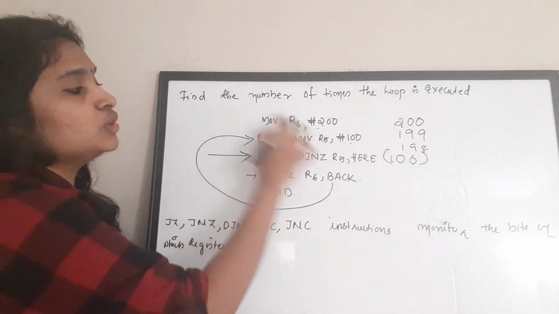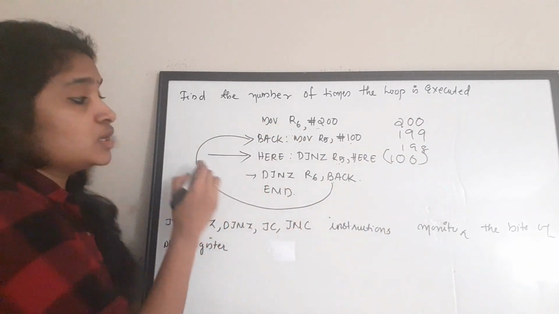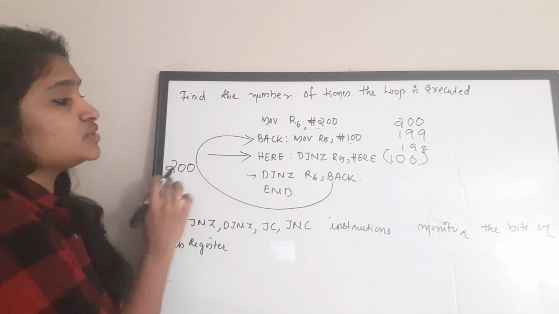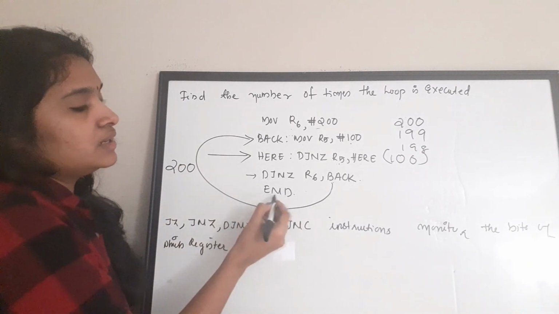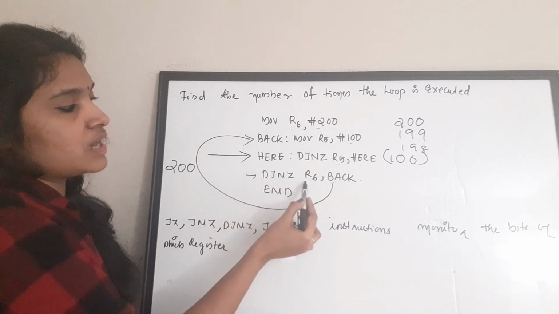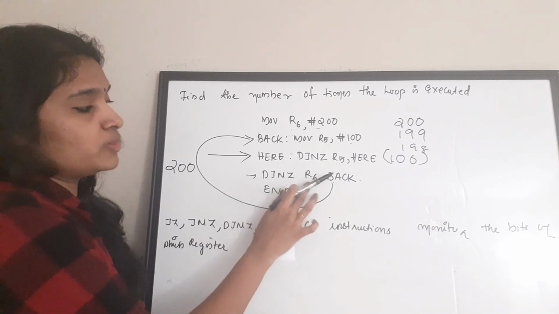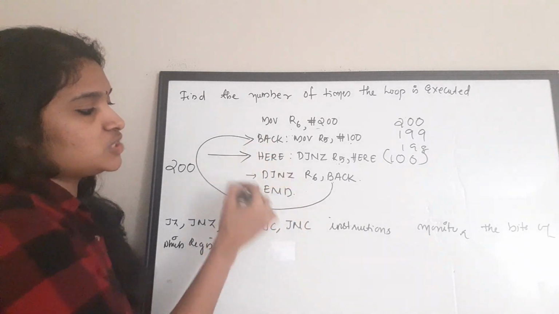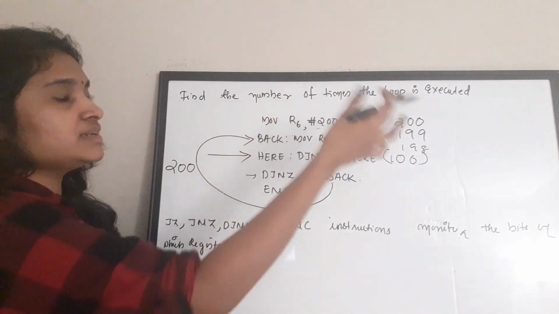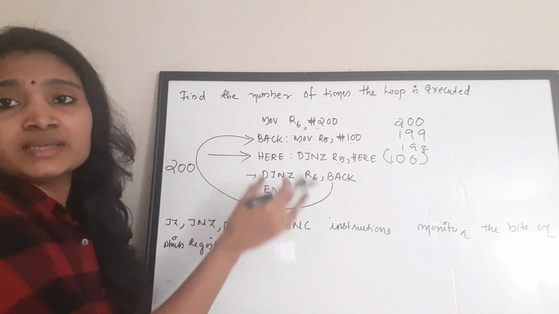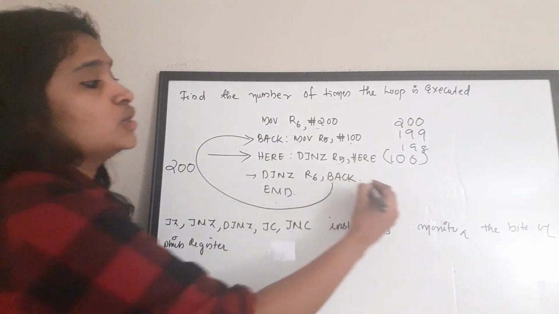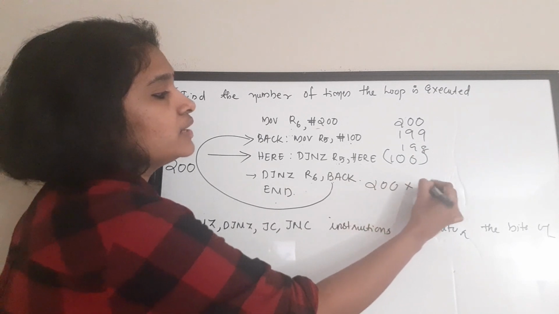Likewise, how many times will this loop go on? 200 times this loop will execute. The moment the value of R6 is 0, it will end. So how many times will this loop actually execute? It will execute 200 into 100 times.